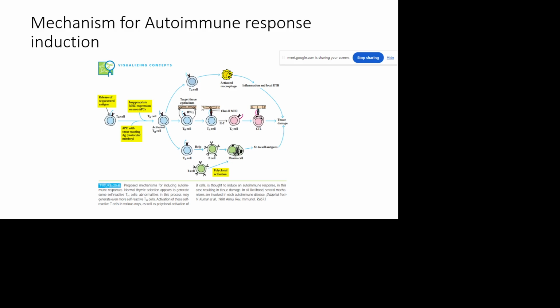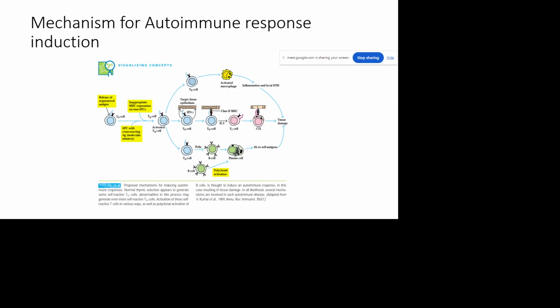But in this case, as there is an overactivated helper T cell, they will secrete IFN gamma, and they will allow this epithelial cell to produce the class 2 MHC to present the antigen. So now it can secrete IL-2 and the CTL will come into action. The CTL will bind to the antigen presented by the class 1 MHC, and then it will show its cytotoxic activity. So the target tissue will be damaged, right? This is one pathway or possible mechanism for the autoimmune response induction.